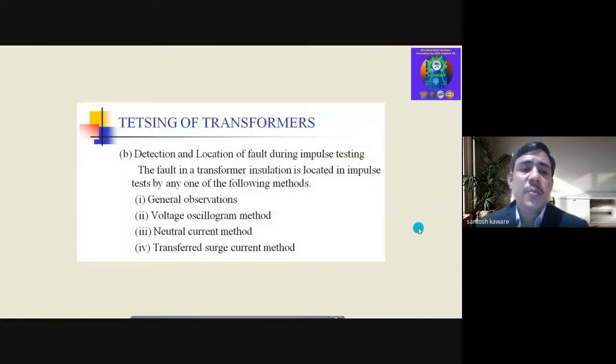Again, in the testing of transformers, there is detection and location of faults during impulse testing. Suppose there is some manufacturing defect, that may also be identified, because it may happen sometimes, not always. Some minute difference may remain.